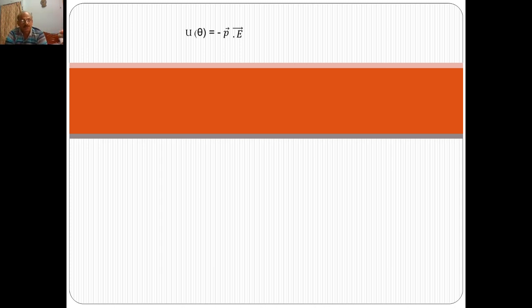Children, in the last class we discussed the potential energy of a dipole in an external field, and there we got the relation U equals minus P dot E.